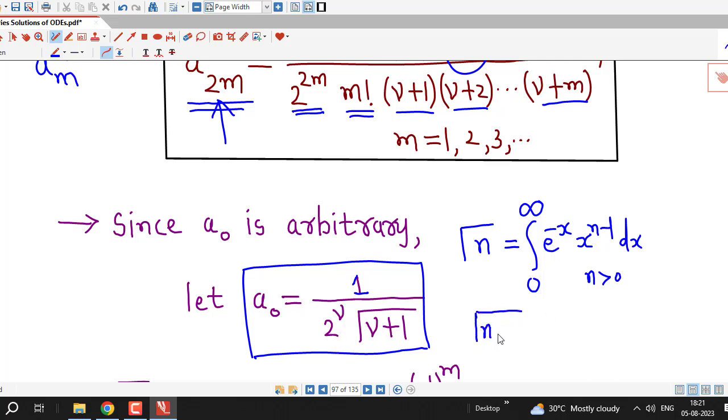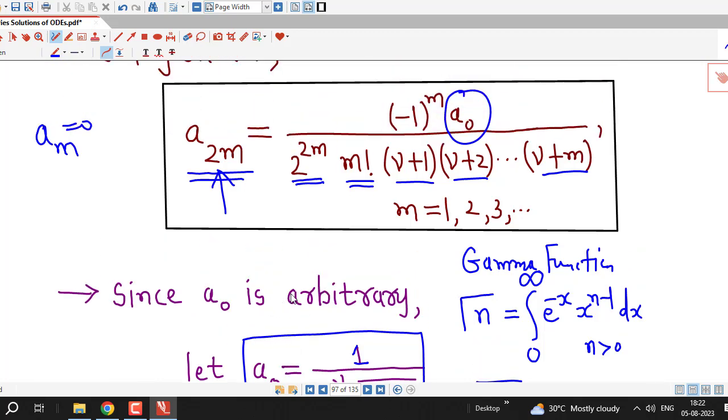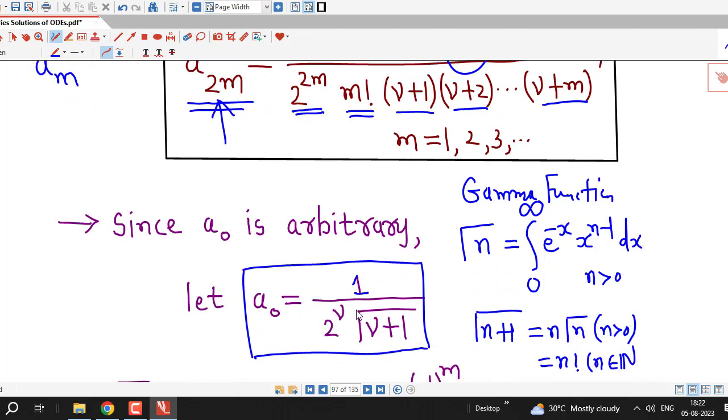And recall these properties of gamma function also. Gamma n plus 1 is n gamma n if n is any positive real number. If n is integer, positive integer or natural number, then gamma n plus 1 is n factorial. If you are not familiar with gamma function, you can watch my lectures on gamma function in the playlist of beta and gamma functions. So here A0 is set as 1 over 2 raised to nu into gamma nu plus 1.